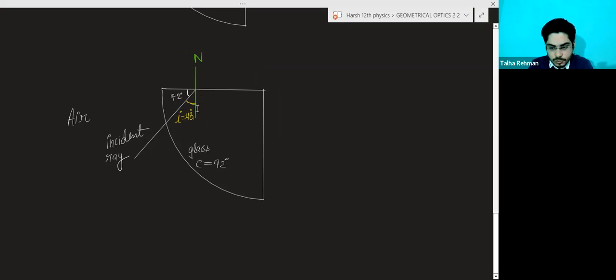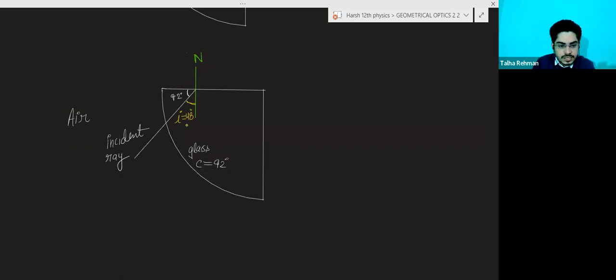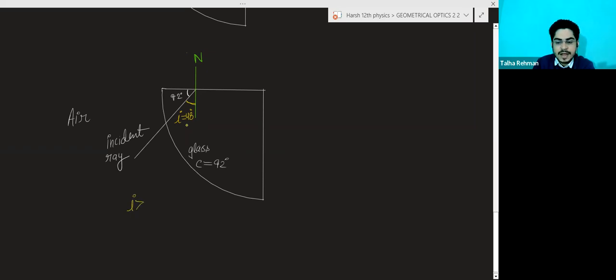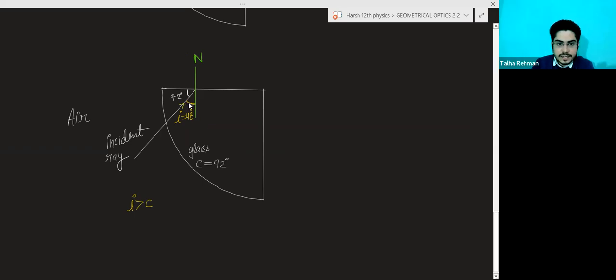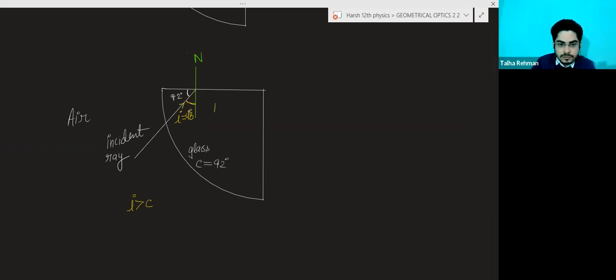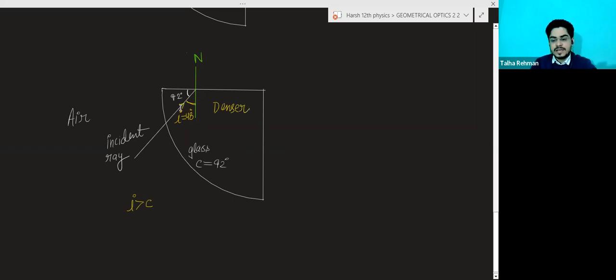Now just notice one thing. Critical angle is 42 and angle of incidence is 48. So here what is happening? Angle of incidence is becoming greater than the critical angle. And see this light ray. This light ray is in the denser medium right now and is just going towards the rarer medium.